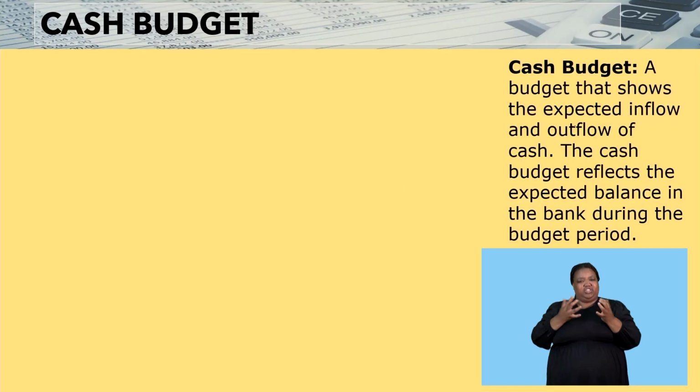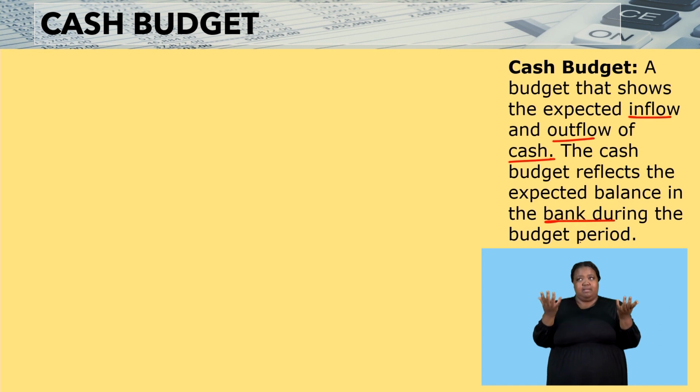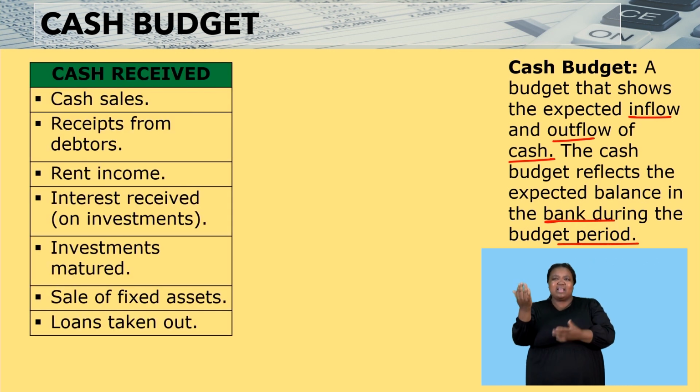Welcome back, dear learners. Before the ad break, we did the types of budgets and the periods for budgets. We will now look at the cash budget. We have already defined the cash budget. It is a budget that shows the expected inflows and outflows of cash. The cash budget reflects the expected balance in the bank during the budgeted period.